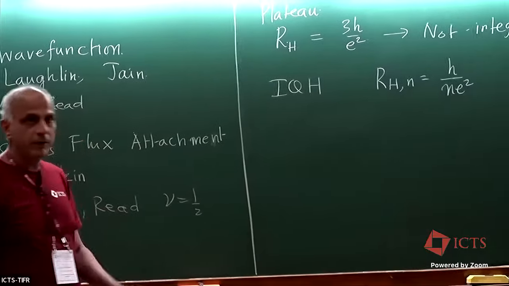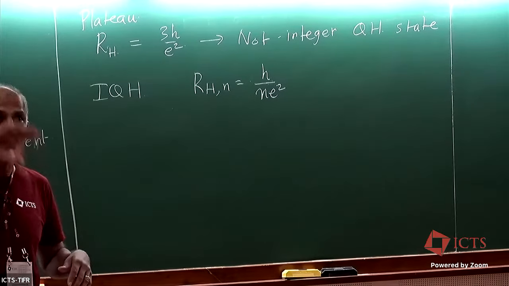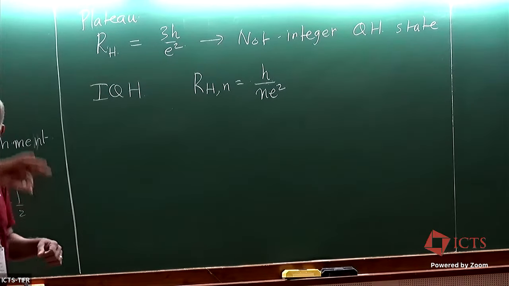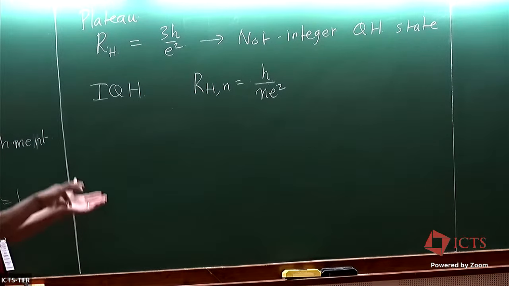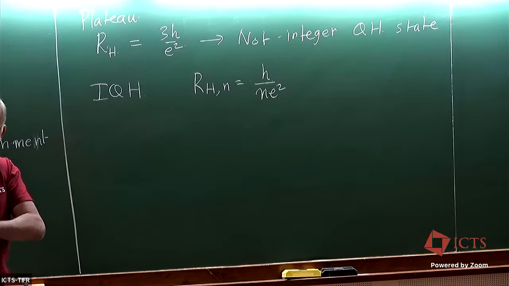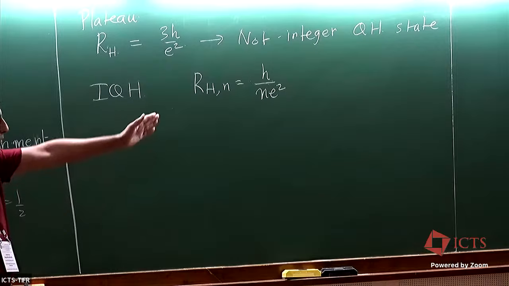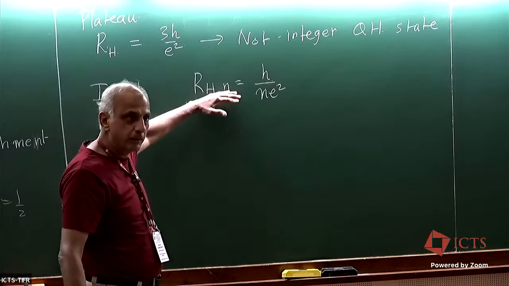The simplest way of understanding it is that you think about all these edge modes. So there are n Landau levels filled, they have n edge modes. Each edge mode has a conductance of e²/h. Conductance and resistance are opposite, so the resistances add in parallel. And that is why it's h/(n e²). So that's the integer case.